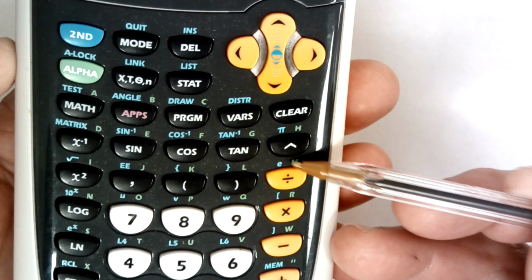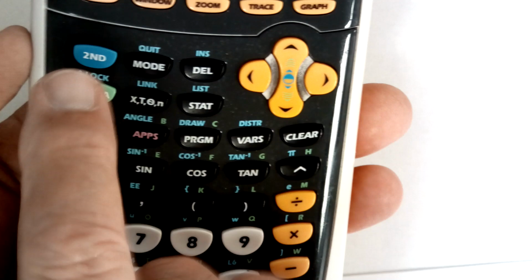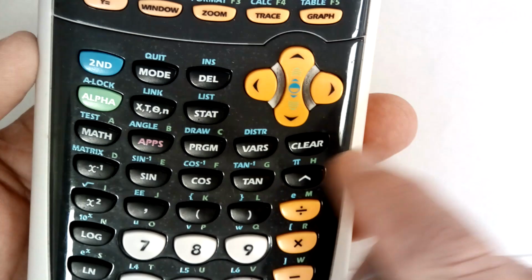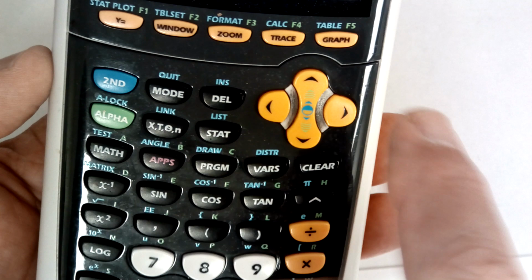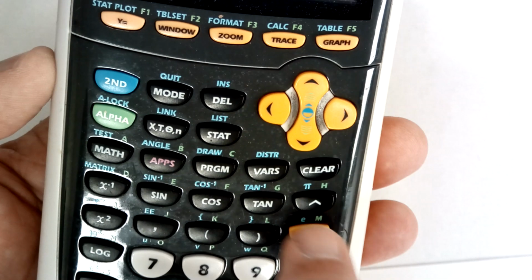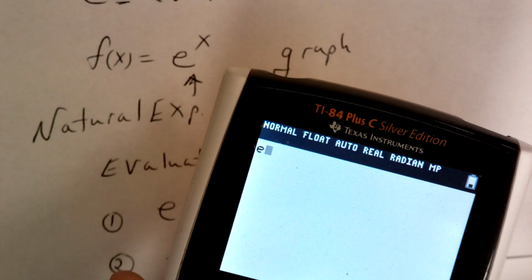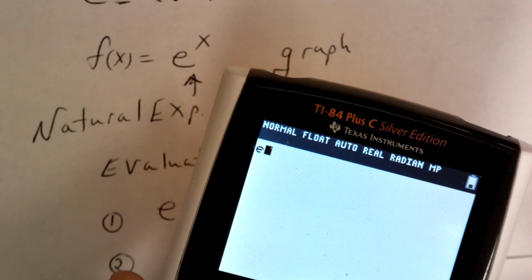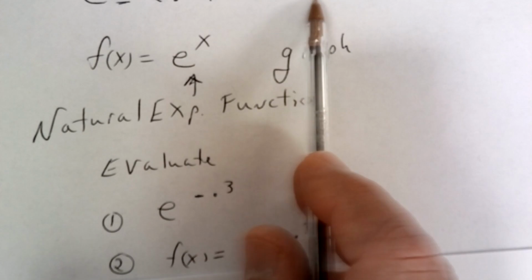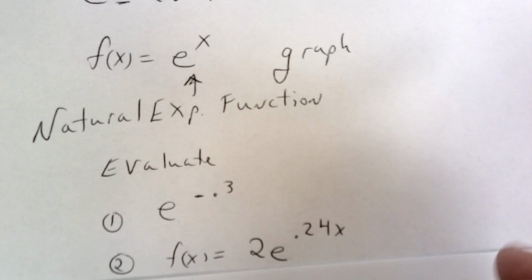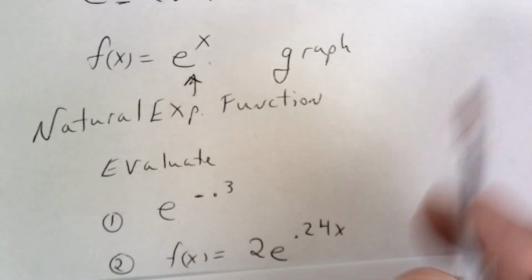So what you would do is hit second. Let's clear that out. So you would hit second, and then you'd press the division key, and then you have e. And then you raise it to whatever power they tell you to. Okay, e is that number right here. All right, so we're going to grab that function. We're going to evaluate these two.